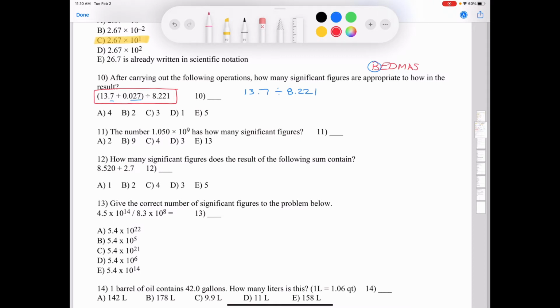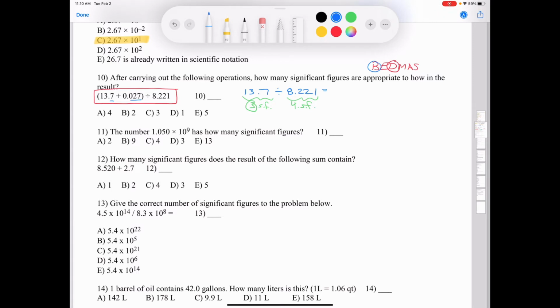Now I'm on to division. I'm doing a division problem. When I do multiplication or division, the number of significant figures in my final answer is going to be governed by the number of significant figures in each of these numbers. 13.7 has 3 sig figs, and 8.221 has 4 sig figs. So whichever one of these has the least sig figs, that is how many sig figs I will report in my final answer. Since 3 is less than 4, we're going to report 3 significant figures in our final answer.